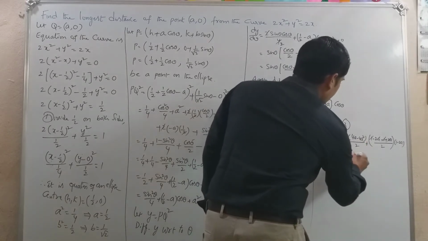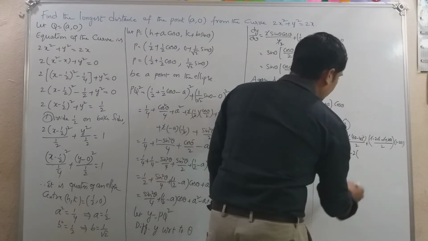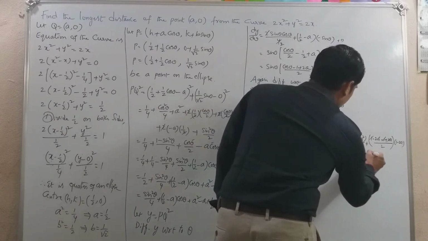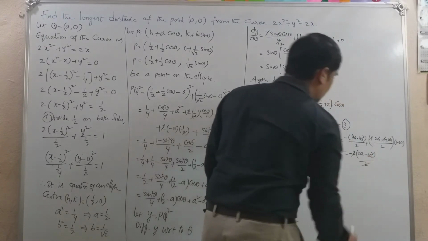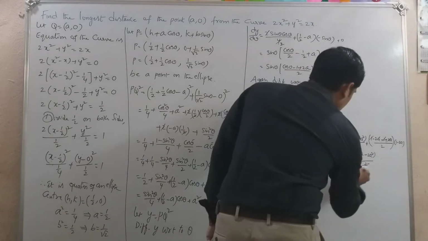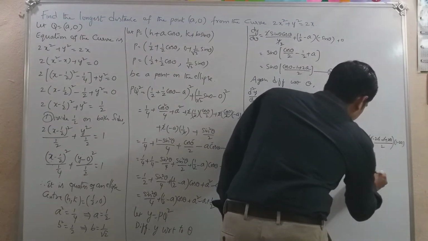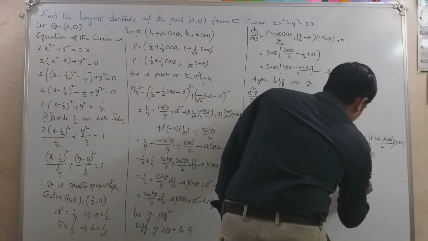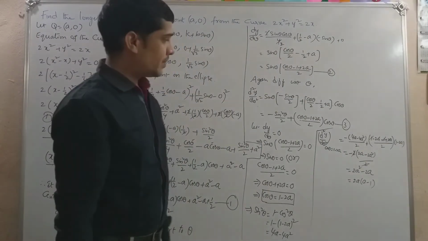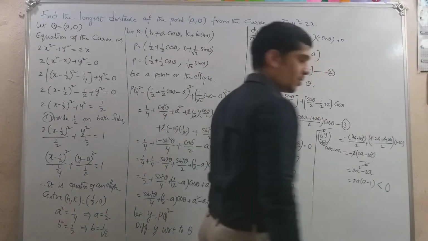Let me take 2 common. If I take 2 common, it is 2a minus 2a square whole divided by 2. Let me cancel 2 and 2. So if I multiply the minus, then it is 2a square minus 2a. If I take 2a common, it is 2a into (a minus 1).